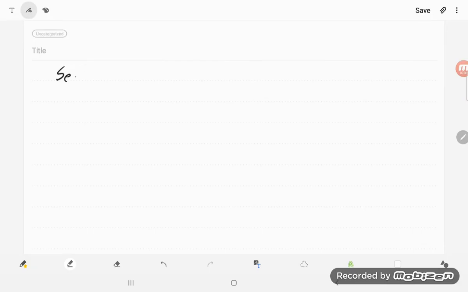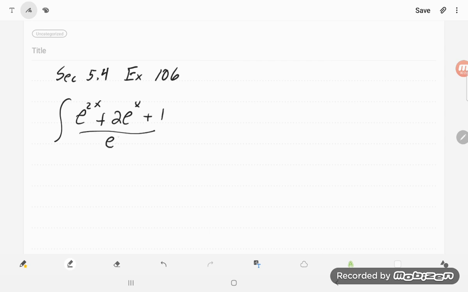Here is section 5.4, exercise 106. It's an interesting one. We just want an antiderivative, and we have e to the 2x plus 2e to the x plus 1, all over e to the x.